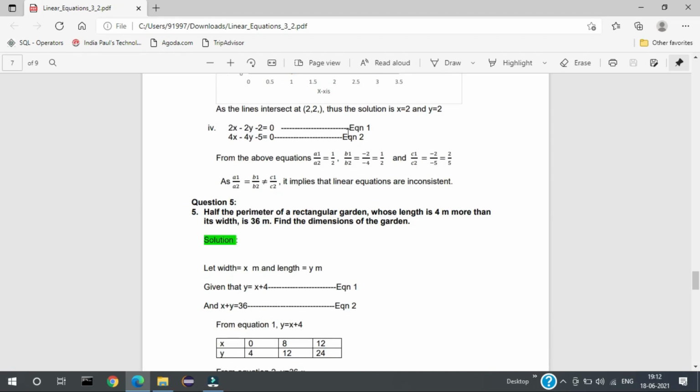Coming to the fourth one, 2x minus 2y minus 2 equals 0 is equation 1, and 4x minus 4y minus 5 equals 0 is equation 2. From the above equations, a1 by a2 equals 1 by 2, b1 by b2 equals 1 by 2, and c1 by c2 equals 2 by 5. As a1 by a2 equals b1 by b2 does not equal c1 by c2, it implies that the linear equations are inconsistent.